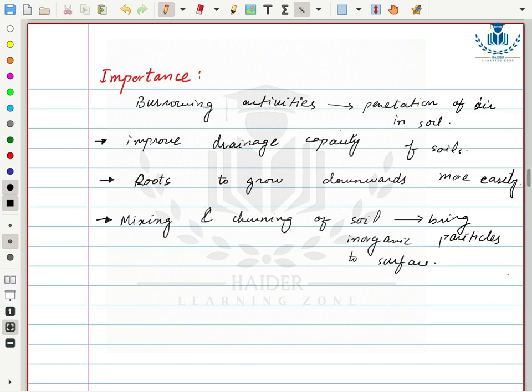And the mixing and churning of soil by earthworms bring the inorganic particles from lower regions to the surface. Because of the mixing of soil, the important particles that plants require for their growth come from the lower surface to the upper surface, so plants use them to improve their growth.